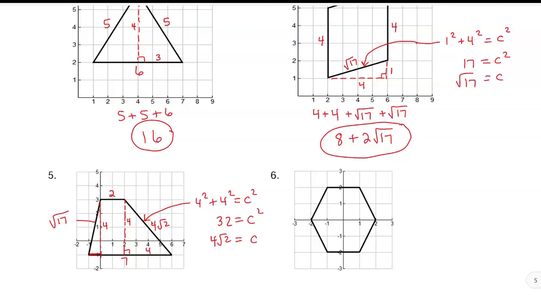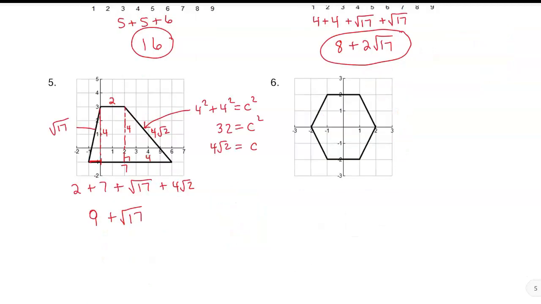So the real numbers are 2 and 7. Then I'm going to add the irrational numbers, root 17 and 4 root 2. They cannot go together, so I'm going to have to write them apart. 9 plus root 17 plus 4 root 2. Sometimes we might ask you to turn that into a decimal.